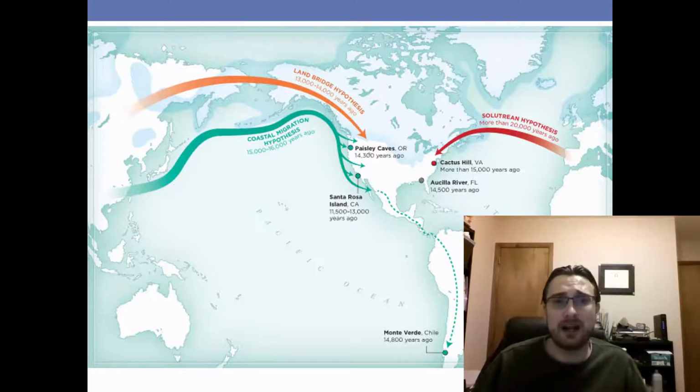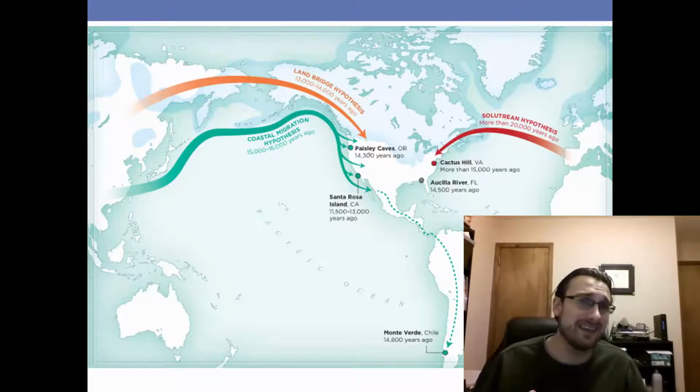The last hypothesis I want to cover is not on this map here, but that's the Polynesian hypothesis. And that's the idea that potentially, similar to the coastal migration hypothesis, a group of people could have made their way over through the Pacific island chains and into South America very early on as well. Same problem as with the coastal migration hypothesis: we just don't have a lot of archaeological evidence to support it, and it's more just a theory at this point in time.